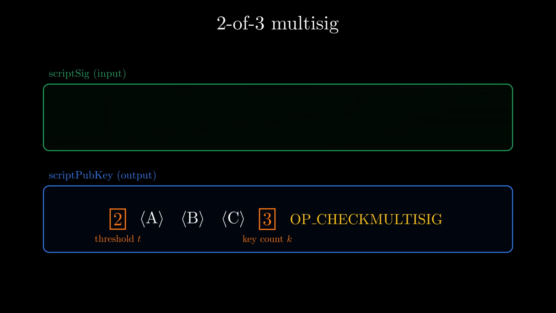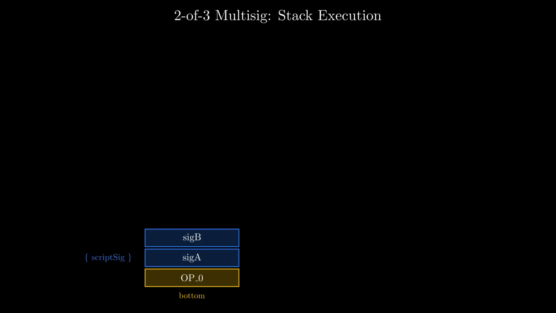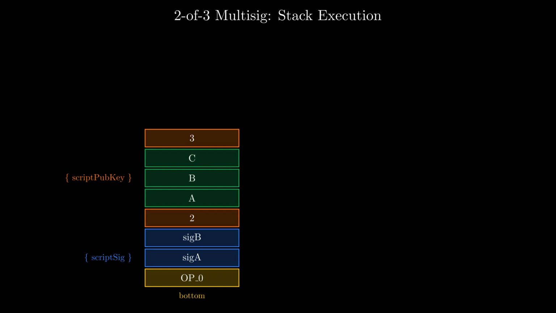The input script provides the signatures, but with a strange prefix. It begins with OP_0, then the two signatures. Watch what happens when CHECKMULTISIG executes. Build the stack: input pushes OP_0, SIG A, SIG B. Output pushes 2, then A, B, C, then 3. The full stack reads from bottom to top: dummy 0, SIG A, SIG B, 2, A, B, C, 3.